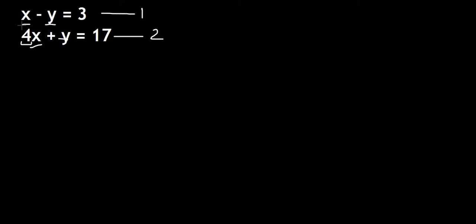the number with x is 4 and over here the number with x is 1. Okay, so that's why it's not going to be the simplest way. The simplest way is to simply eliminate the value of y first.